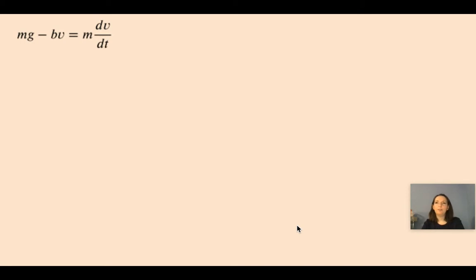Okay, that's what we started with: mg minus bv equals m dv/dt. One of the goals is that we want to get dv/dt by itself. That's the first step. So there it is. I divided both sides by m, so I get a nice little g minus b over m times v.